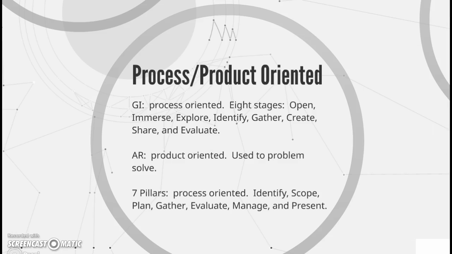Stage 4, the gather stage. This is where users locate and assess the information needed. The 5th stage, the evaluation stage, is where users review the research process and evaluate the gathered information. Stage 6, the manage stage. This is where the user organizes the information. And then finally, stage 7, the present stage. This is where users apply new learning and synthesize the information.